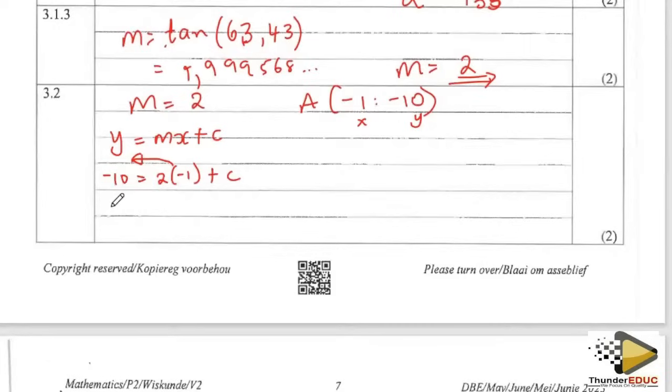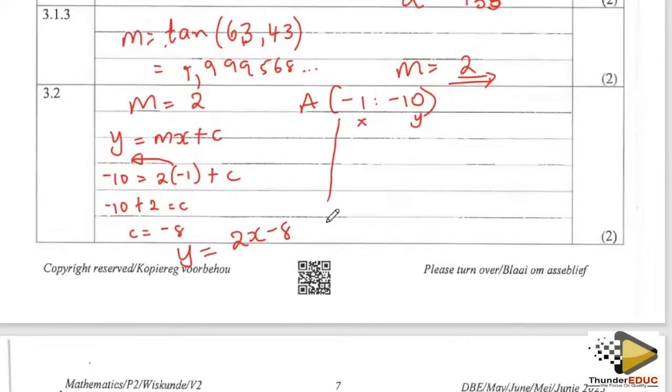So that's going to be -10 plus 2 is equal to c. So my c is -8, and that is done. I'll just rewrite it as y = 2x minus 8.